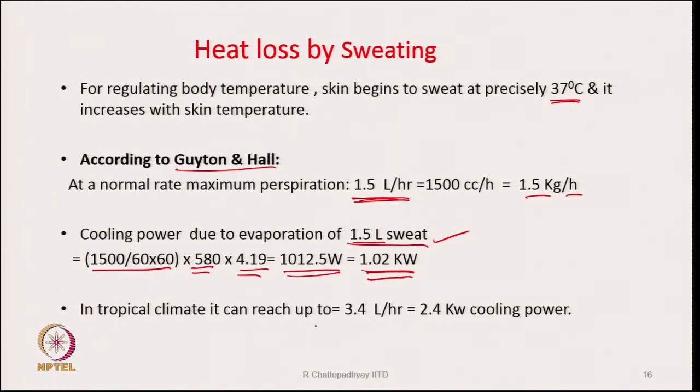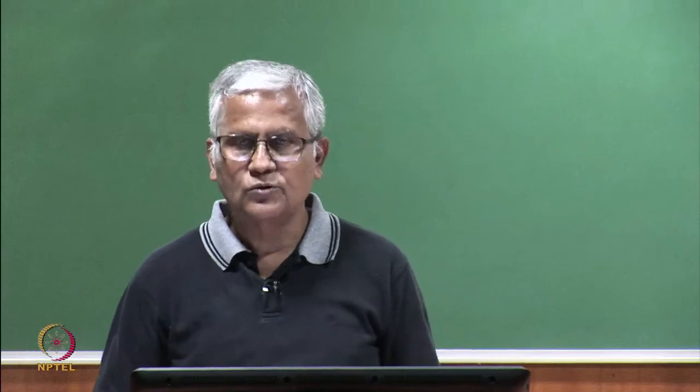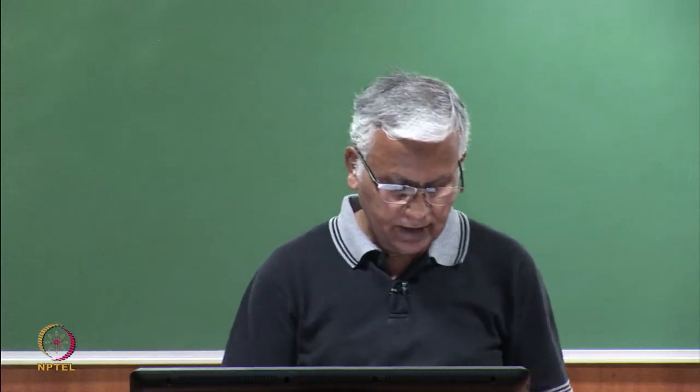In tropical climate it can reach up to 3.4 liter per hour. This is also very interesting, that it is not only 1.5, it can go up to 3.4, more than double of 1.5. In that case, the cooling power is going to be 2.4 kilowatt. Here the assumption is that the sweat is not getting lost and the entire sweat is actually evaporating from the skin, and therefore, the body is going to get cooled, because it will take away the energy from the skin.